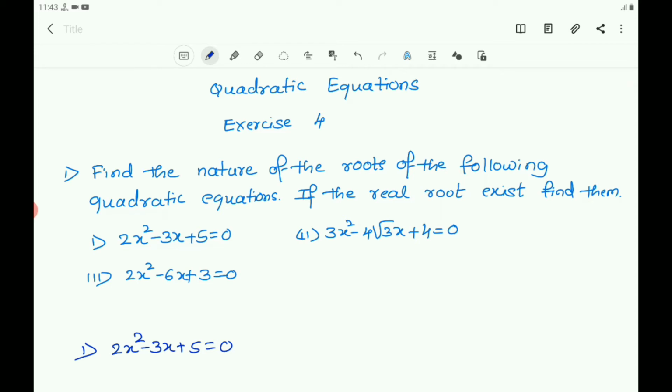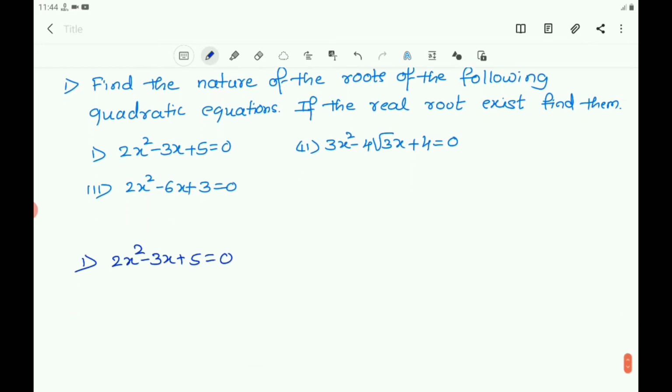2x² − 3x + 5 = 0. 3x² − 4√3x + 4 = 0. 2x² − 6x + 3 = 0. To find the nature of the roots of the equation, we have to find the value of b² − 4ac. If it is greater than 0 or equal to 0, real roots exist, and then we can find them. If b² − 4ac is less than 0, real roots do not exist.